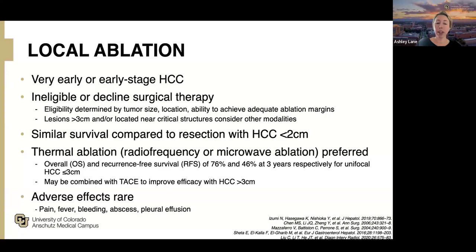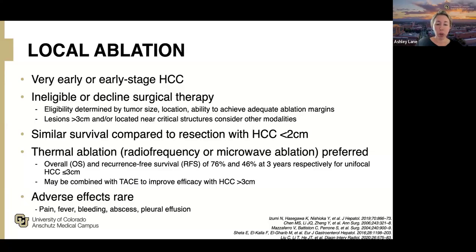So we know that local ablative therapies actually have a similar survival rate compared to surgical resection in those with small lesions, so lesions less than 2 centimeters. And you can imagine patients would likely prefer to not be cut open and have surgery rather than just technically an outpatient procedure. So for thermal ablation, when I talk about that, I mean radiofrequency and microwave ablation. Those things are preferred, although there's no head-to-head showing superiority of one of those modalities over the other.